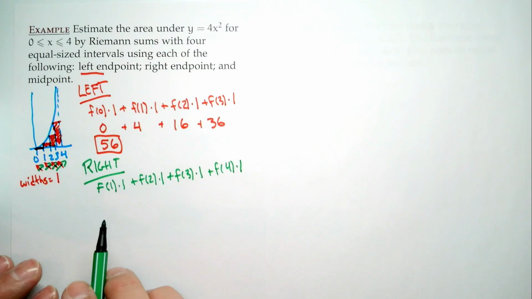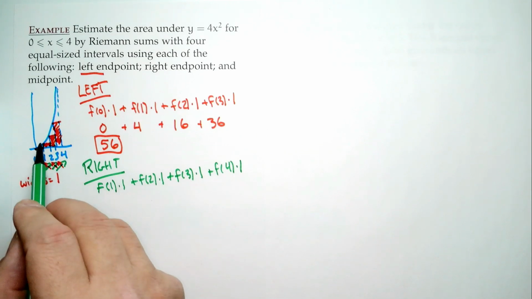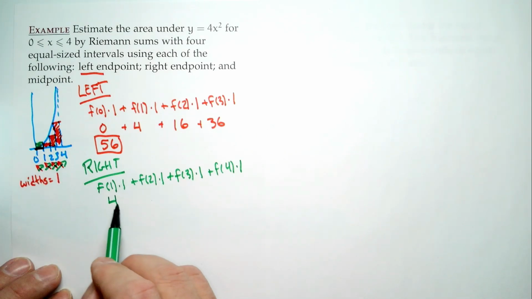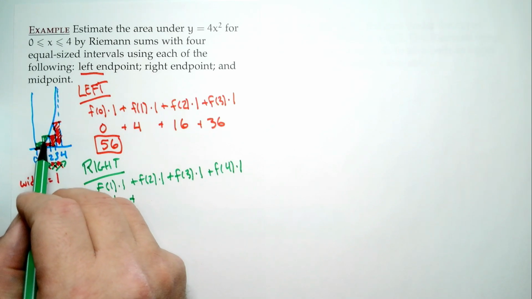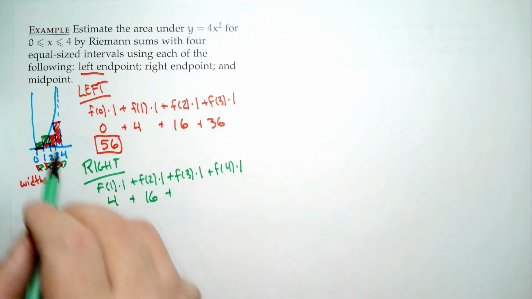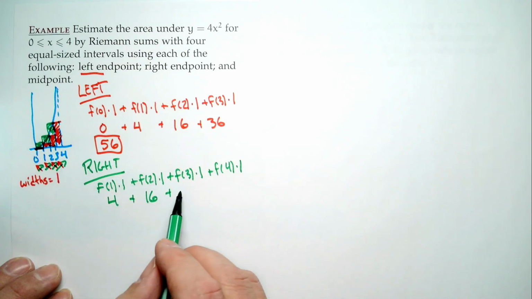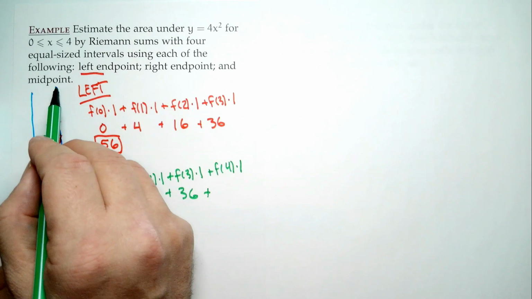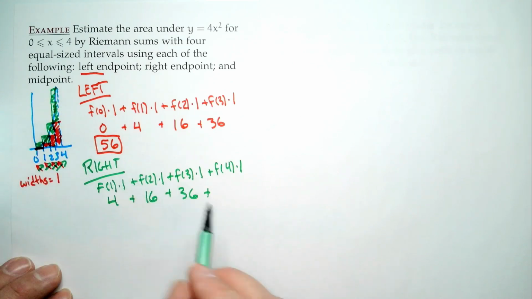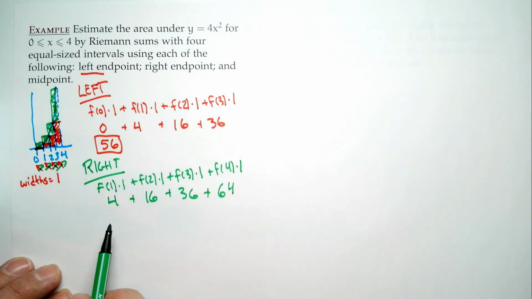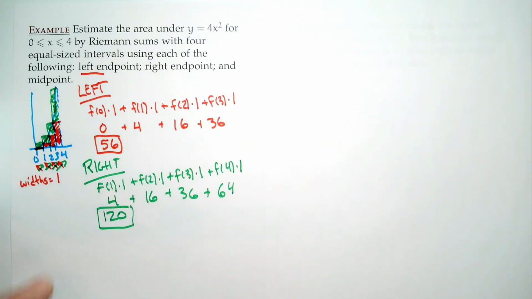Okay, what's the height of the first, or rather, what is f of 1? 4. What's f of 2? Yep. Oh, you're quick. What's f of 3? Oh my God, you're faster than I can do that. Okay. How about f of 4? 64. All right. And if you add these together, well, this would be 20 here. That would be 100 there. And so we end up with 120. So we've now narrowed it down to say that the total area is somewhere between 56 and 120.